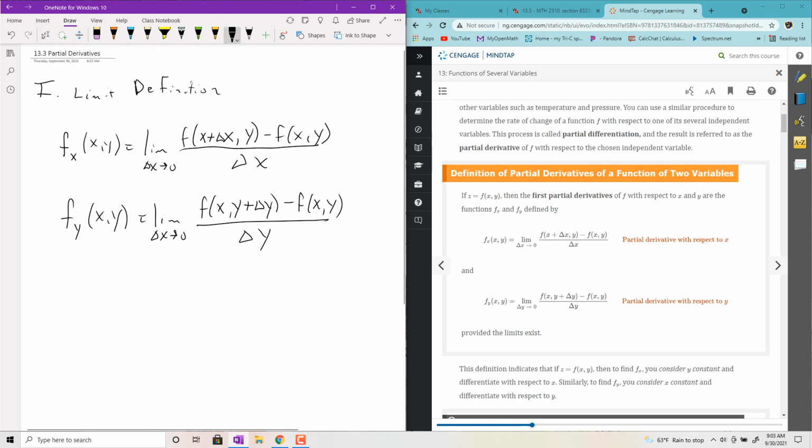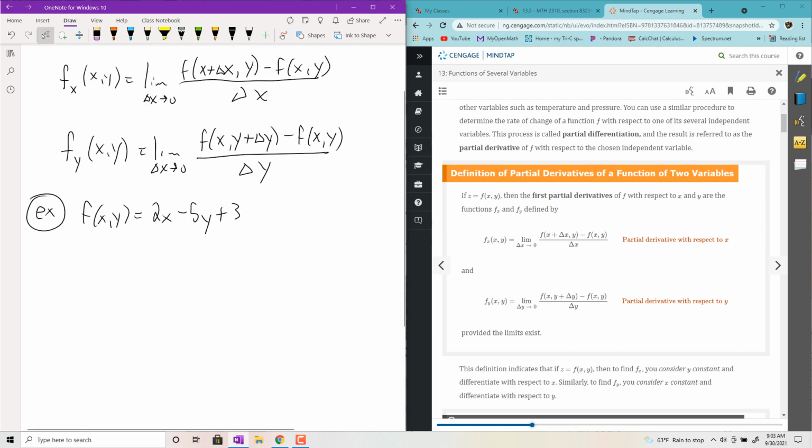Okay, so let's use the limit definition to determine the partial derivatives of this multivariable function. f of x y equals 2x minus 5y plus 3. First we'll get the partial derivative in the x direction. So f sub x of x y will equal, and I need a limit first off, as change in x goes to 0.